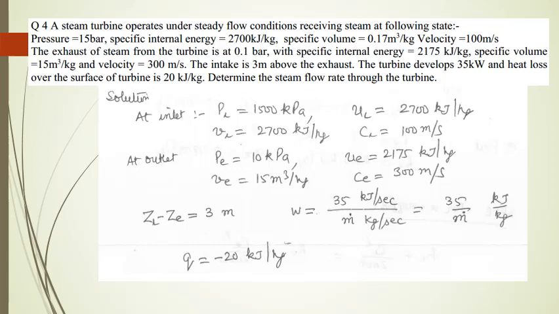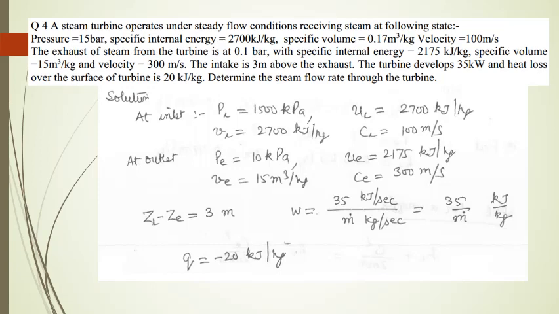So at inlet we are having the pressure 1500 kilopascal, Ui is equal to 2700 kilojoule per kg, Vi is equal to 0.17 meter cube per kg, Ci is equal to 100 meter per second. At outlet we are having the value of Pe 10 kilopascal, internal energy at exit 2175 kilojoule per kg, Ve is equal to 15 meter cube per kg, Ce is equal to 300 meter per second.